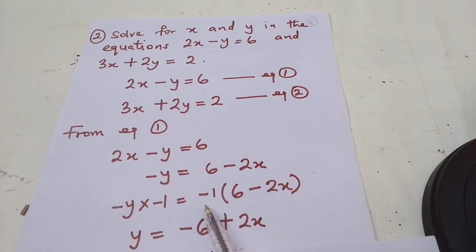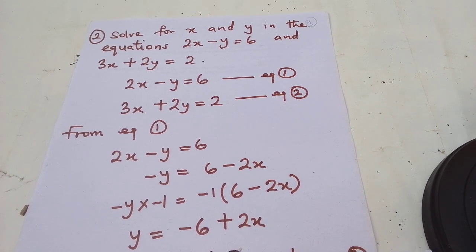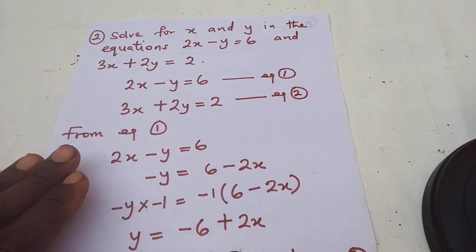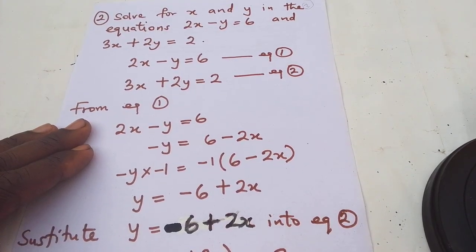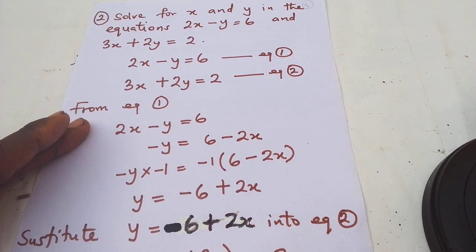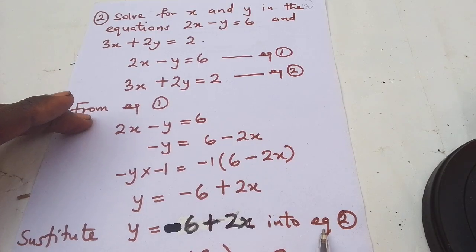Now let's open the bracket. Minus 1 times 6 will give us minus 6. Minus 1 times minus 2x: minus times minus is plus, 1 times 2 is 2x. So y equals minus 6 plus 2x. So you now substitute this in place of y in the second equation. So substitute y equals minus 6 plus 2x into equation 2.